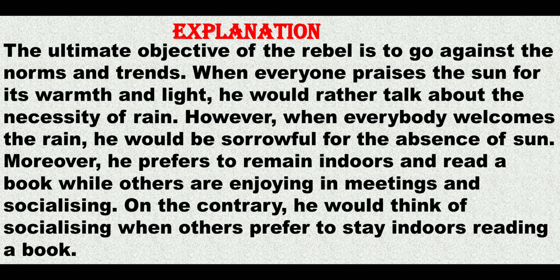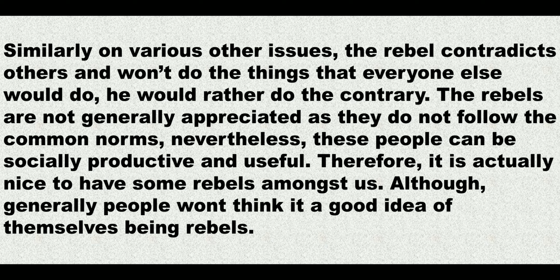Explanation: the ultimate objective of the rebel is to go against the norms and trends. When everyone praises the sun for its warmth and light, he would rather talk about the necessity of rain. However, when everybody welcomes the rain, he would be sorrowful for the absence of sun. Moreover, he prefers to remain indoors and read a book while others are enjoying in meetings and socializing. On the contrary, he would think of socializing when others prefer to stay indoors reading a book. Similarly, on various other issues, the rebel contradicts others and won't do the things that everyone else would do. He would rather do the contrary.